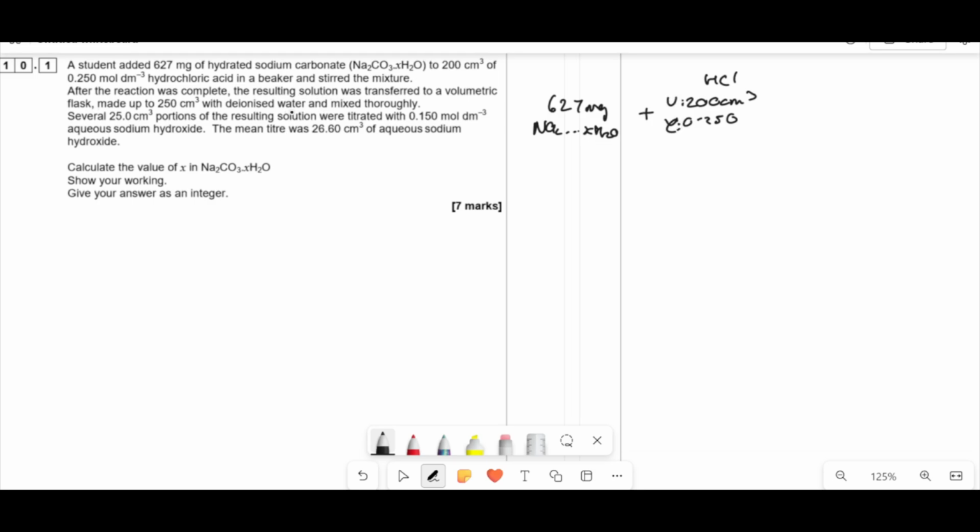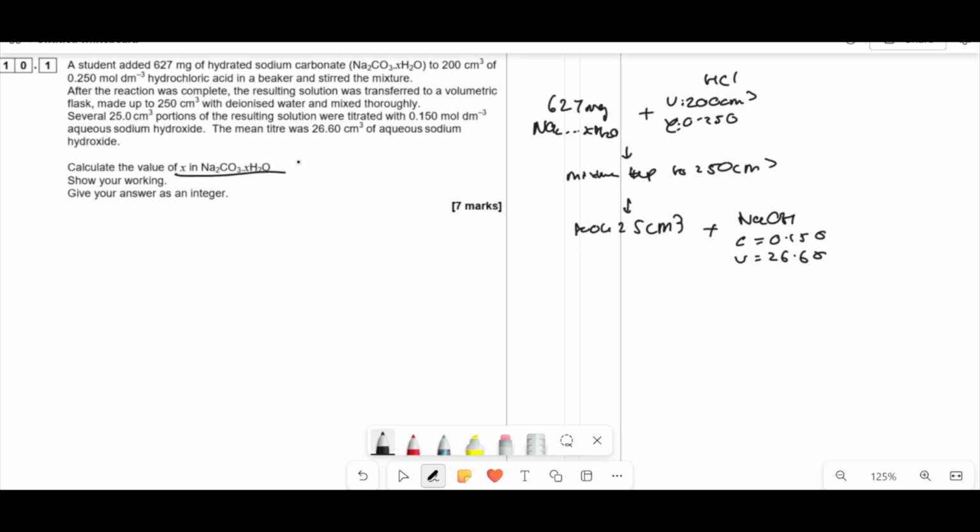Then, when they reacted, after this was complete, they then made a mixture and added, and then it was made up to 250 centimeters cubed. Then what they did is they took 25 centimeters cubed of this, and then they titrated it. Don't say titrated, say they reacted with it. Know what you're actually doing and saying with, well, it says here, with this much aqueous sodium hydroxide. So we're adding NaOH, and we know its concentration is 0.150. Then it says the mean titre was this. We know its volume is 26.60.